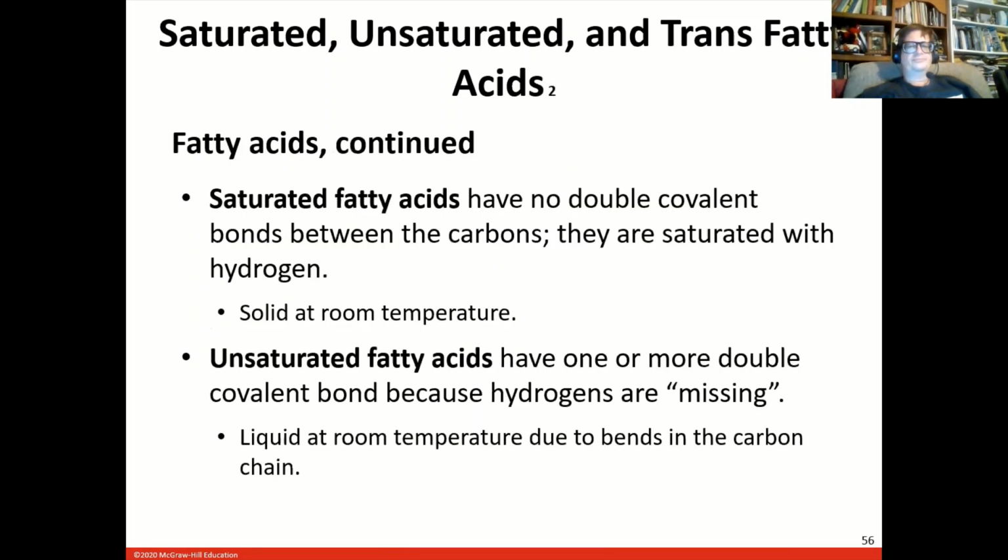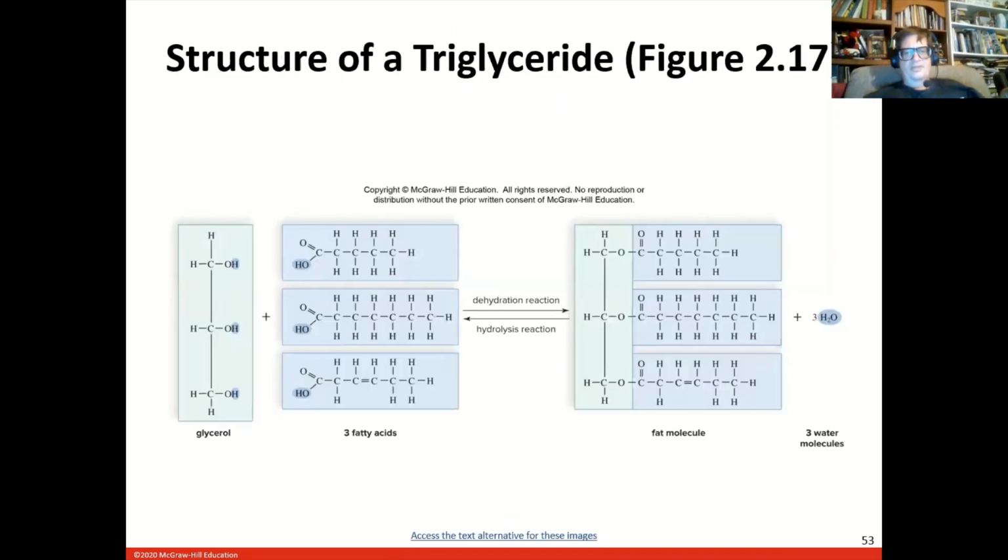All right, so saturated fats are saturated with hydrogen. They've got all the hydrogen they can have, and that means there are no double covalent bonds between the carbons. You already saw from this picture, if you have a double bond, you're missing some hydrogens you could be holding. So here, saturated fatty acid, here, unsaturated fatty acid.